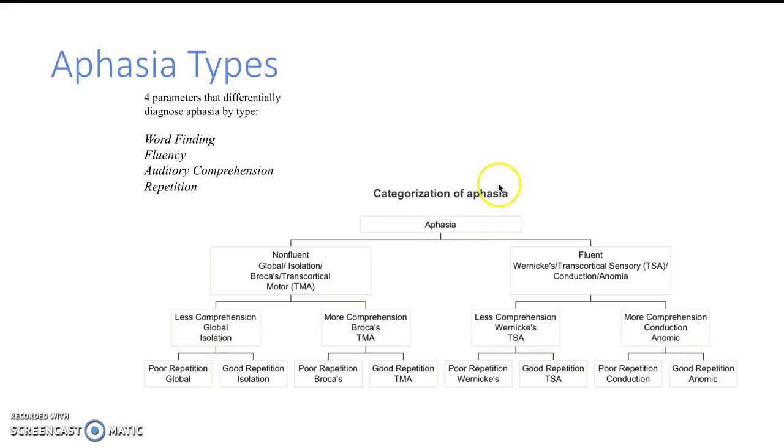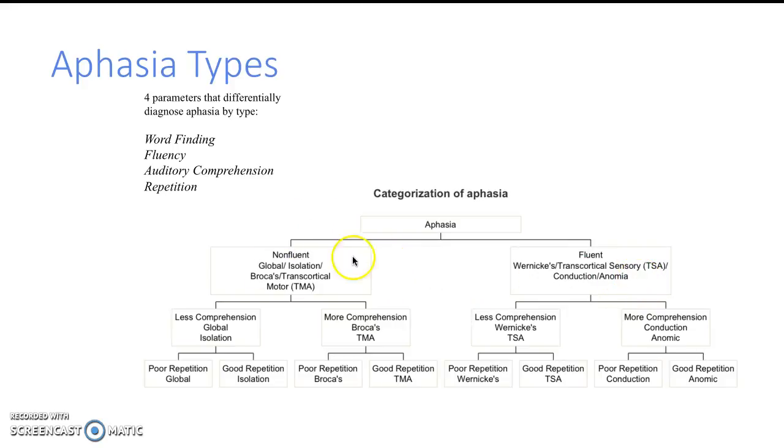So if you do have a person with aphasia, and you look at their fluency and you find that they are non-fluent, they either have global, isolation aphasia, which is also called mixed transcortical aphasia. Take a note of that. It's also called mixed transcortical aphasia, Broca's aphasia, or transcortical motor aphasia. If they have aphasia and you determine they're fluent, they either have Wernicke's, transcortical sensory, conduction, or anomic aphasia.